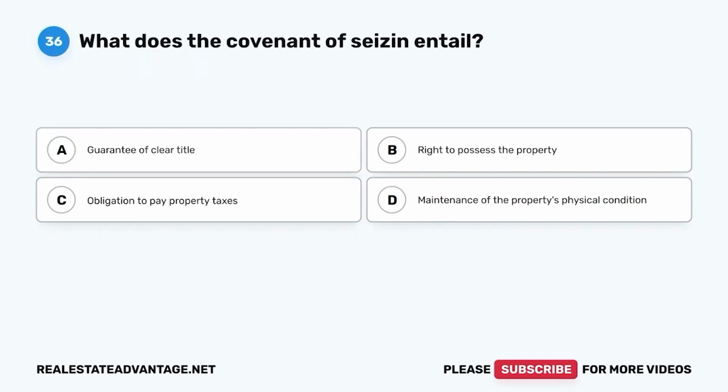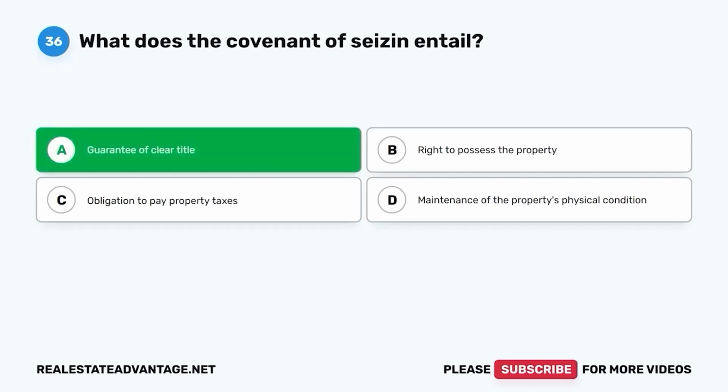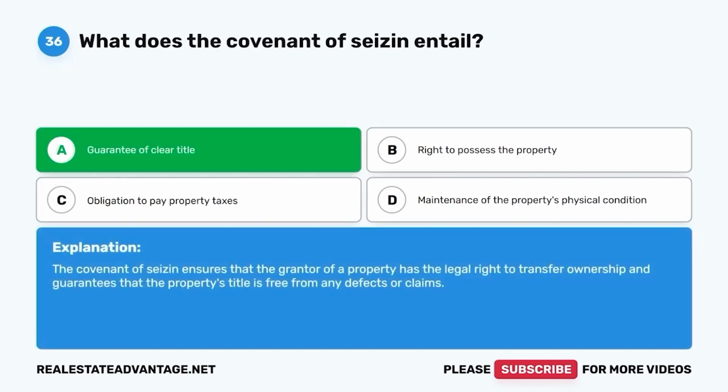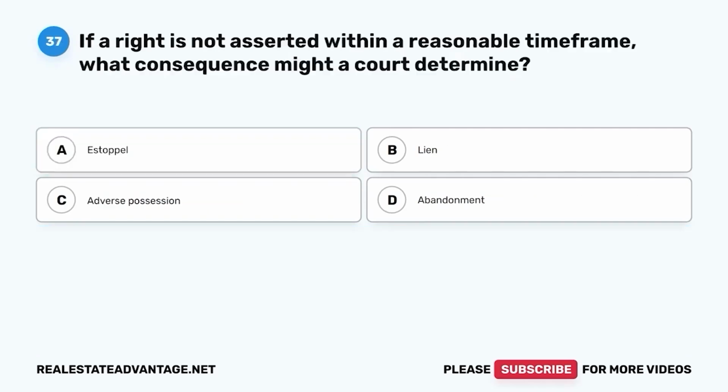Question 36. What does the covenant of seisin entail? A, guarantee of clear title. B, right to possess the property. C, obligation to pay property taxes. D, maintenance of the property's physical condition. The correct answer is A, guarantee of clear title. The covenant of seisin ensures that the grantor of a property has the legal right to transfer ownership and guarantees that the property's title is free from any defects or claims.